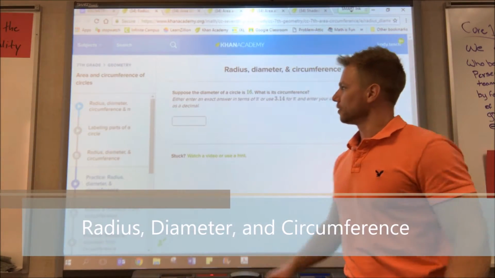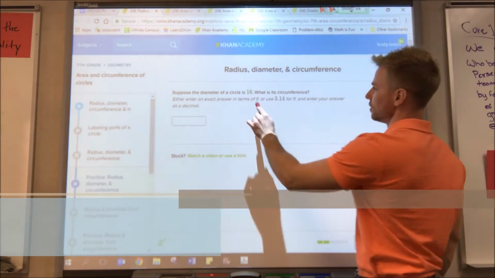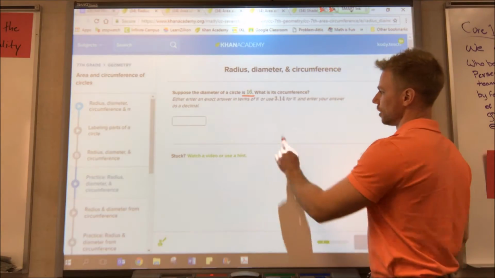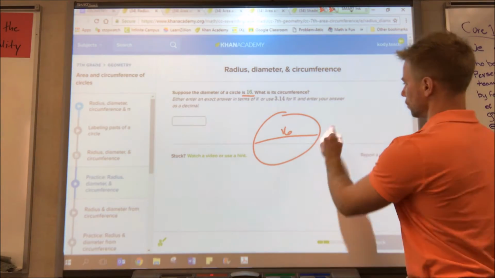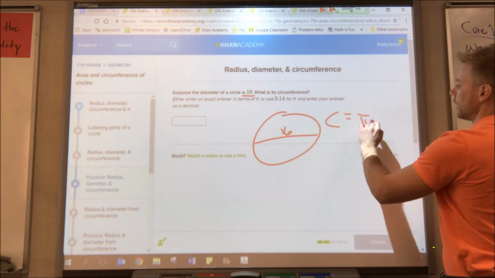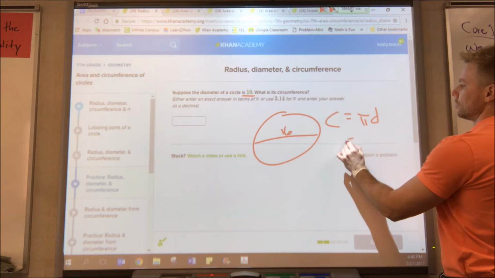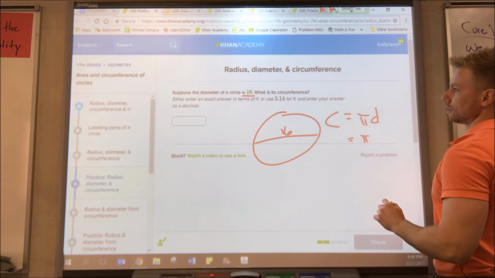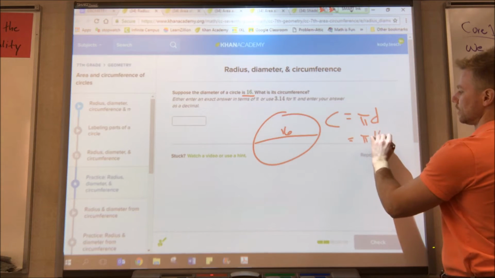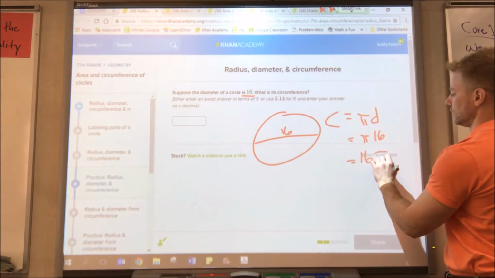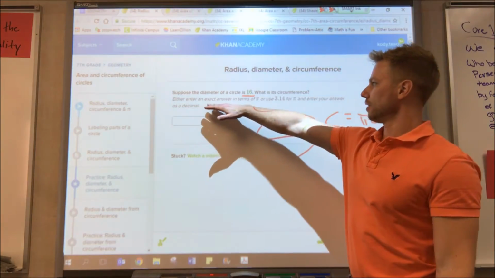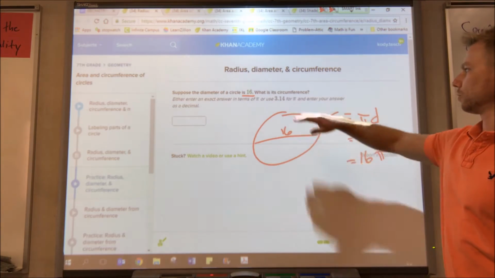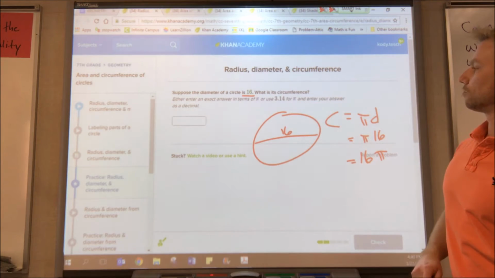All right, our first link here says, suppose the diameter of a circle is 16. What is the circumference? Okay, if the diameter is 16, what is the circumference? Circumference is pi times diameter. So we just plug in 16 in place of d. We get 16 pi.